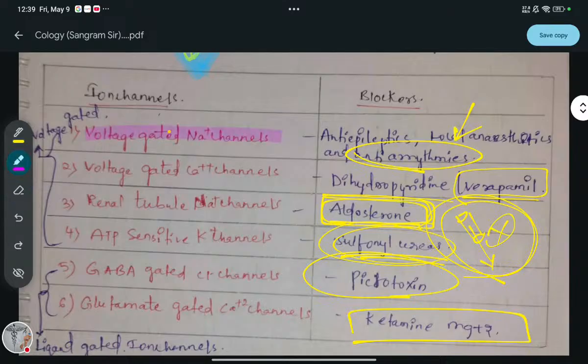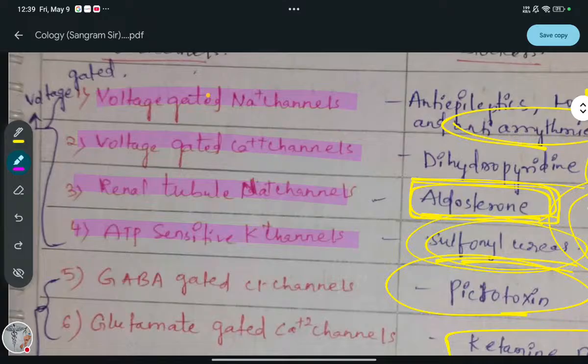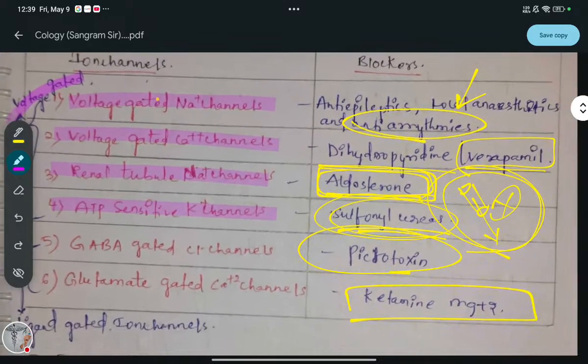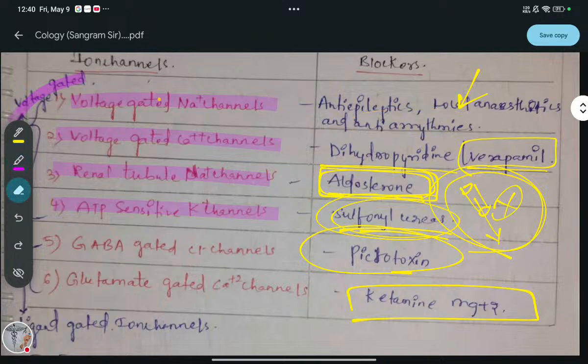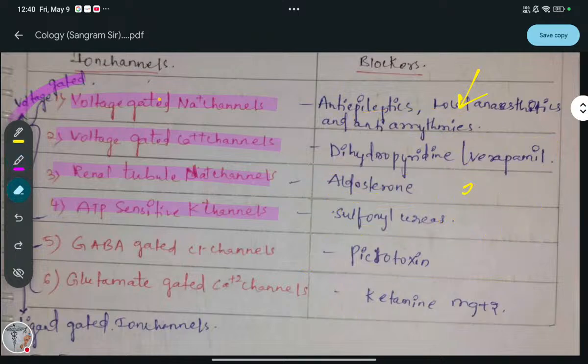Voltage gated sodium channel, voltage gated calcium channel, renal tubule sodium channel, ATP sensitive potassium channel: which type of gates do they all have? They all are voltage gated ion channels. Okay, so can you please repeat after me loudly? What are the different types of blockers?